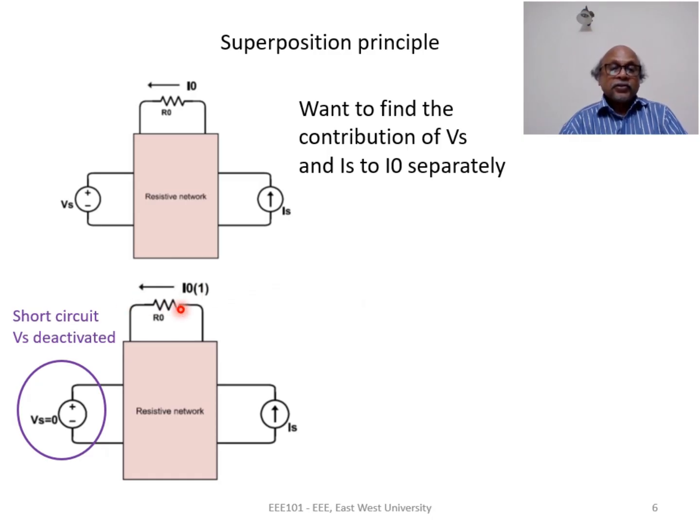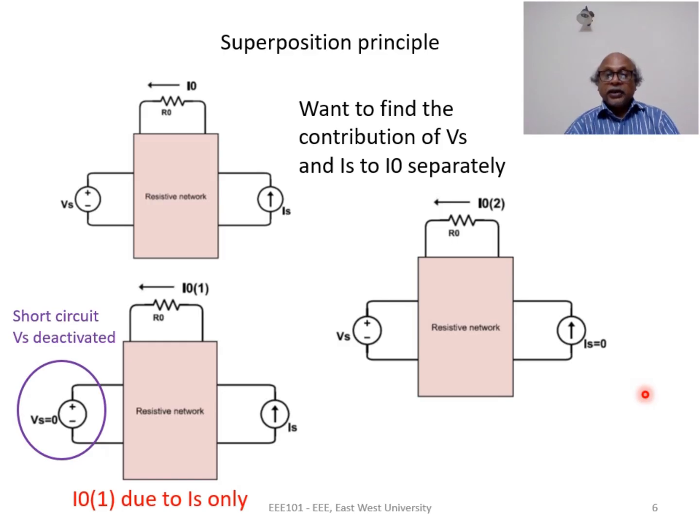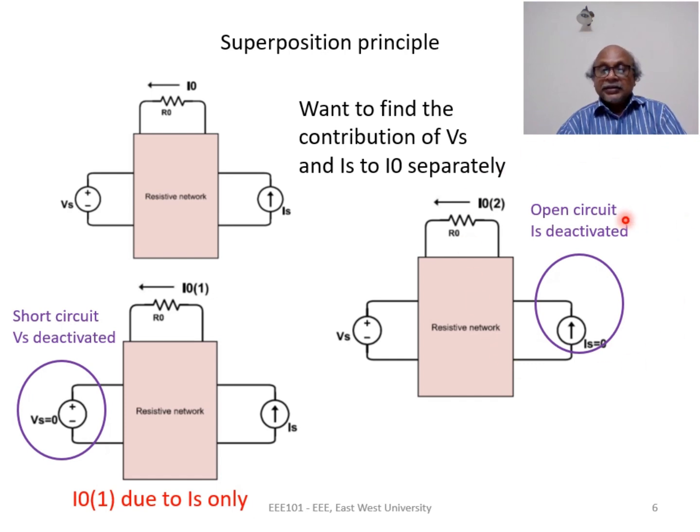Then the current flowing through R naught, we call it I naught 1. This I naught 1 is the contribution of the independent current source Is to our response I naught. This I naught 1 is due to Is only. Next, to find out the contribution of the voltage source Vs, we make Is equal to 0. Then Is is replaced by an open circuit and it is deactivated.